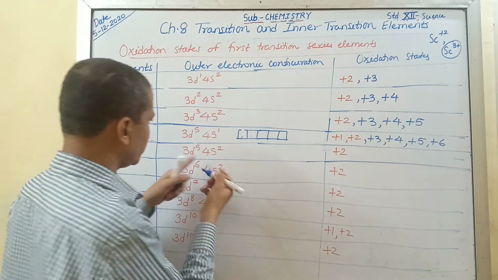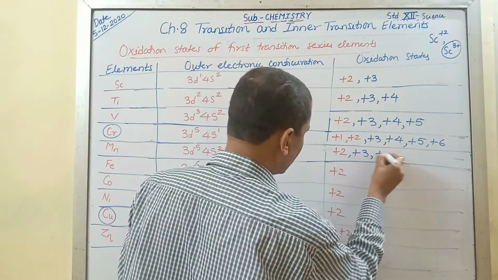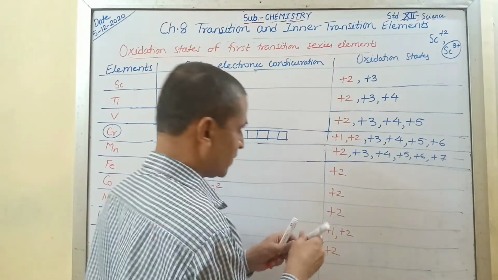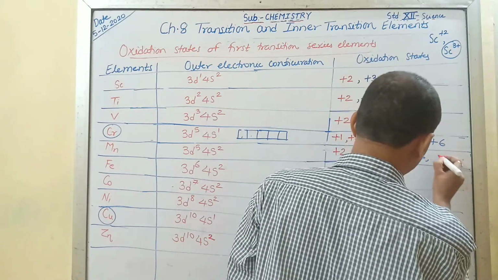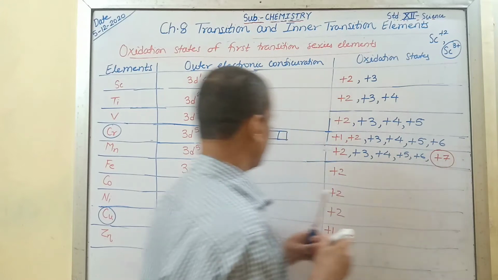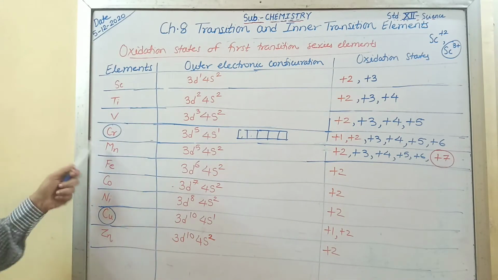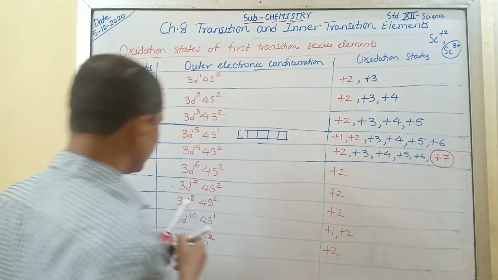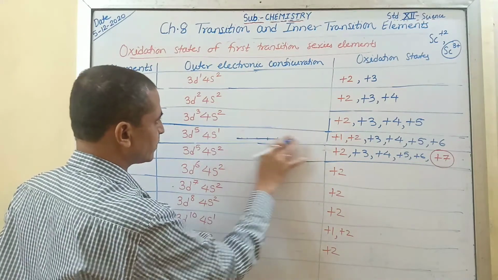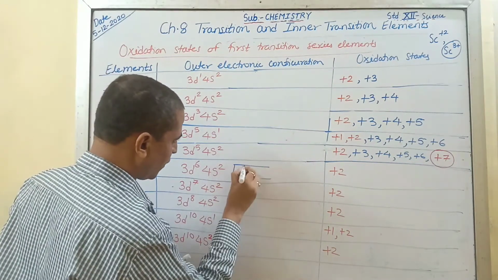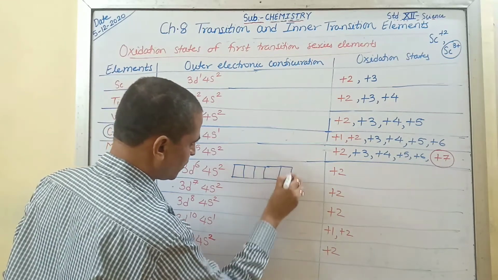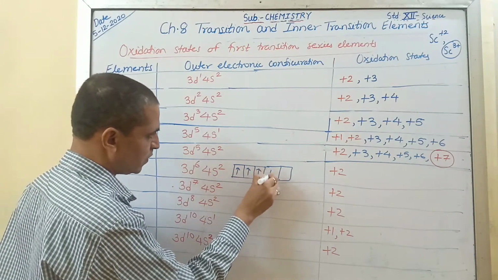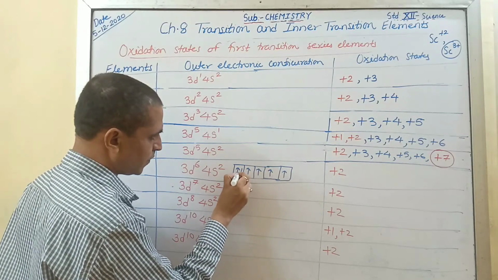Now for manganese again the same thing: +3, +4, +5, +6 and +7. It is +7, which means the maximum oxidation state acquired in the first transition series is by manganese. Remember that, +7. Now what happens next? Again see, 1 2 3 4 5. How many electrons are present? 6.